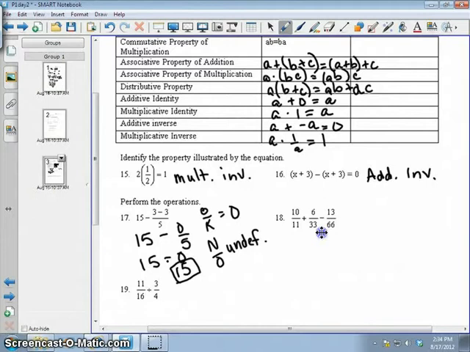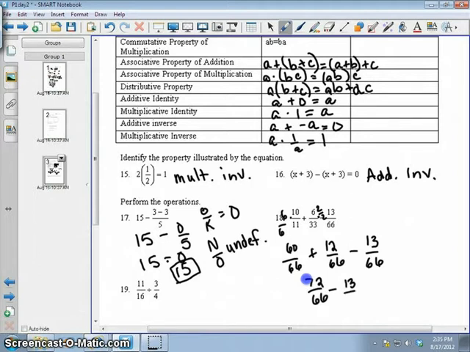Number 18, 10 over 11ths plus 6 over 33 minus 13 over 66. Your common denominator there is going to be 66. So we'll multiply this first fraction by 6 over 6, and we'll multiply the second fraction by 2 over 2. 60 over 66 plus 12 over 66 minus 13 over 66. 60 plus 12 is 72. And 72 minus 13 is 59.